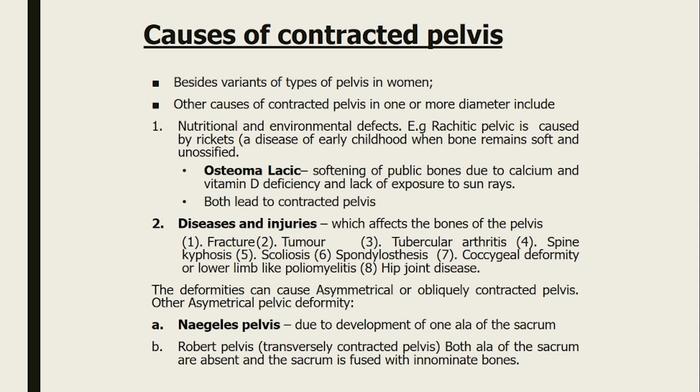And in Robert's pelvis, the two ala of the sacrum are absent, and the sacrum is just fused with the innominate bones, and it leads to asymmetrical contraction of the pelvis. Please note these two congenital malformations: Naegele's pelvis and Robert's pelvis. They are rare, but they do occur.